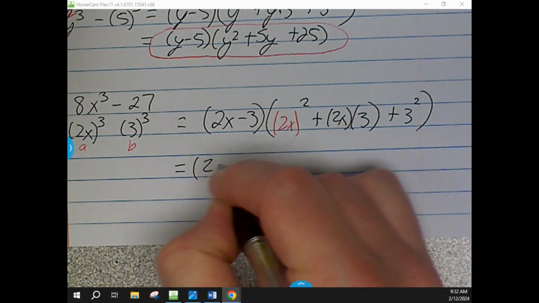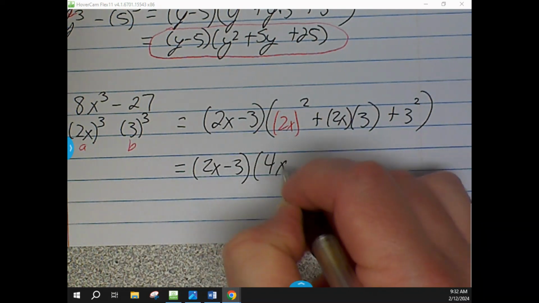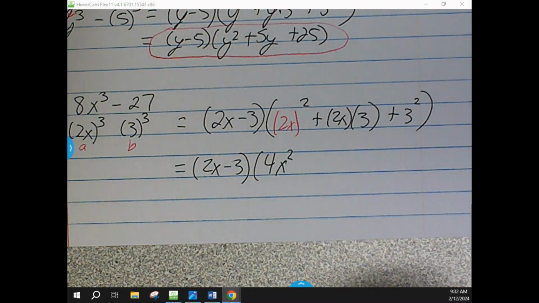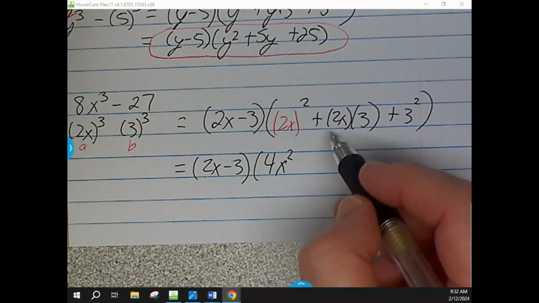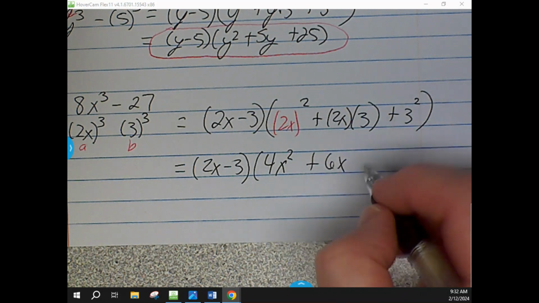Okay, so we got 2x minus 3. If we do 2x squared, that's going to be 4x squared. 2x times 3 would be 6x. And then the 3 squared would be 9.